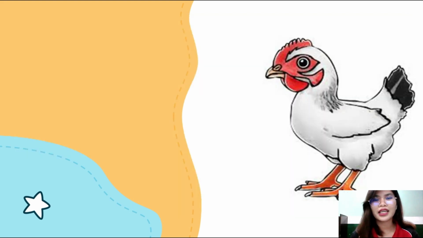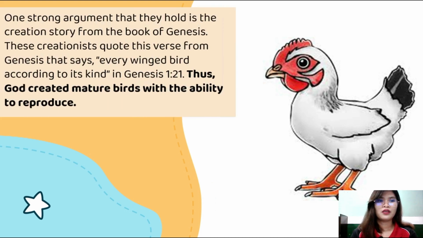Next, punta naman tayo sa chicken. Ano naman yung pinaglalaban ng sagot ng chicken? One strong argument that they hold is the creation story from the book of Genesis. Diba? So based tayo sa Bible. Sabi dito sa Genesis 1:21, thus God created mature birds with the ability to reproduce. Kaya naniniwala na ang chicken ang nauna, because according to the creation story in Genesis, God created first the mature birds para meron silang ability to reproduce.